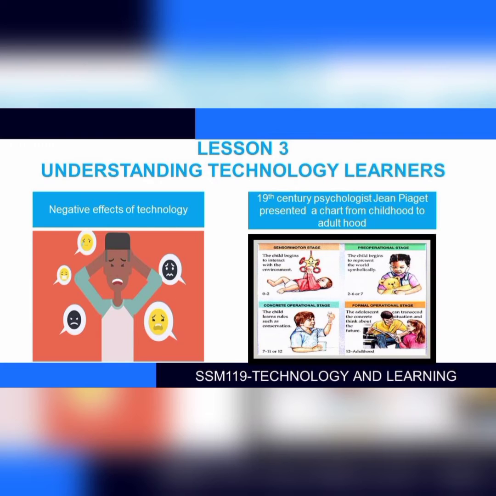Piaget's stages are: first, the sensorimotor stage, from the day you were born to 2 years old. Next is the pre-operational stage, from age 2 to 7. Next is the concrete operational stage, from 7 years old to 11 years old. And lastly is the formal operational stage, from 12 years old and above.